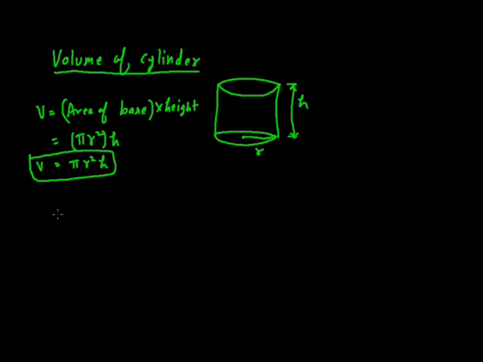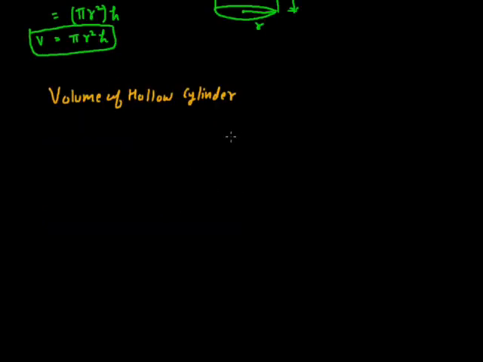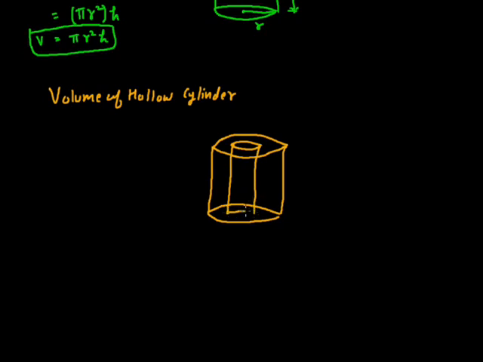Now we talk about the volume of a hollow cylinder. First we draw the diagram of a hollow cylinder. Let's say this is the shape of a hollow cylinder. The examples of hollow cylinders are pipes, etc. There are two types of radius in it. One is the internal radius. Let's say this is the internal radius r. The external radius capital R.